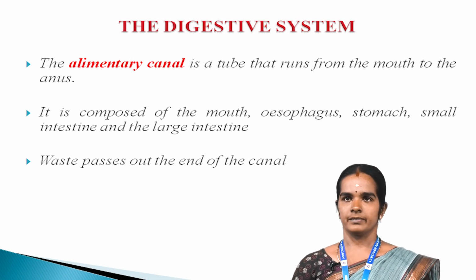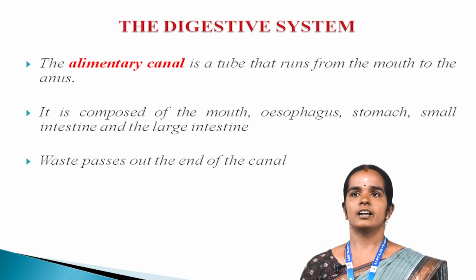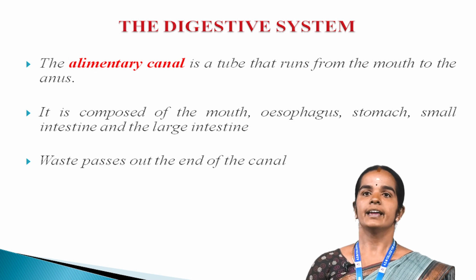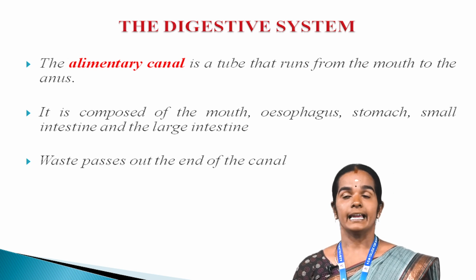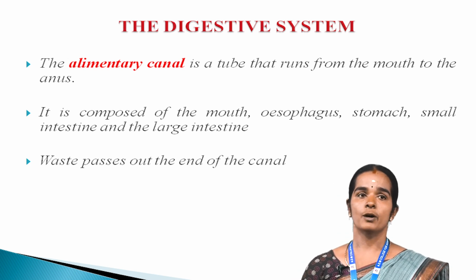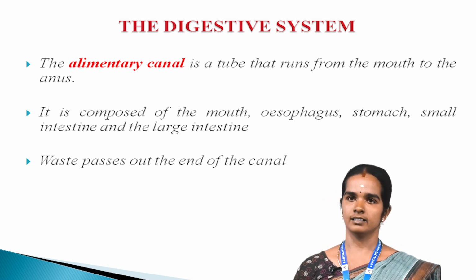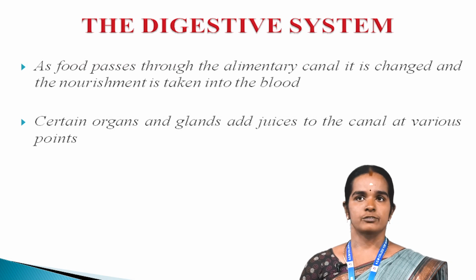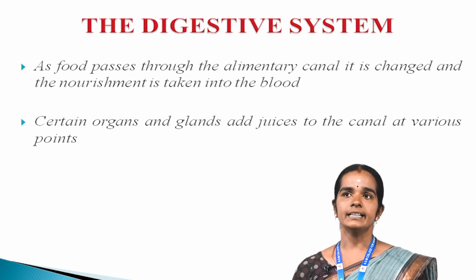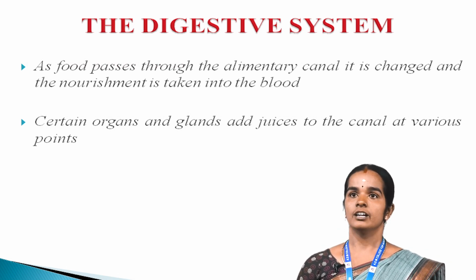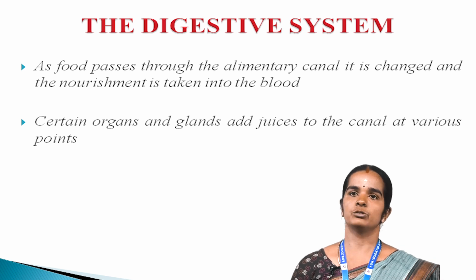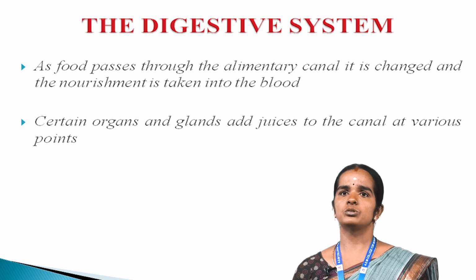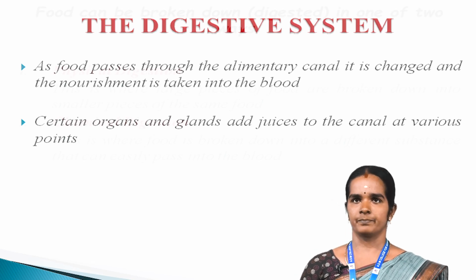The digestive system. The alimentary canal is a tube that runs from the mouth to the anus. It is composed of the mouth, esophagus, stomach, small intestine and the large intestine. Waste passes out the end of the canal. As food passes through the alimentary canal, it is changed and the nourishment is taken into the blood. Certain organs and glands add juice to the canal at various points.